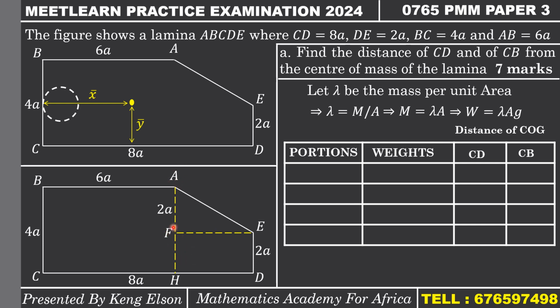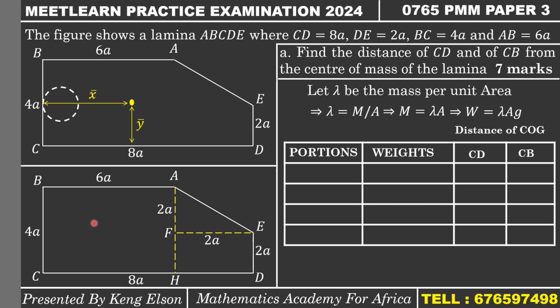What about the distance from F to E? Since I know that from C to D is 8a and from B to A, which is the same as from C to H, is 6a, it therefore means that the remaining portion will be 2a, so that we add the 2a to the 6a to give us 8a. It therefore means that the base of the triangle is 2a. Okay, so these are the portions.